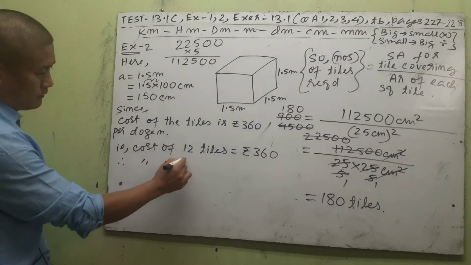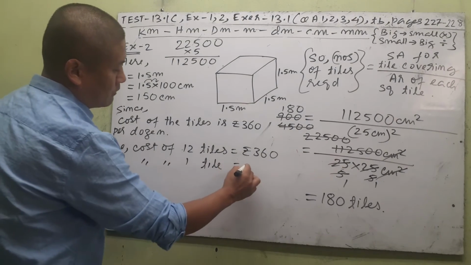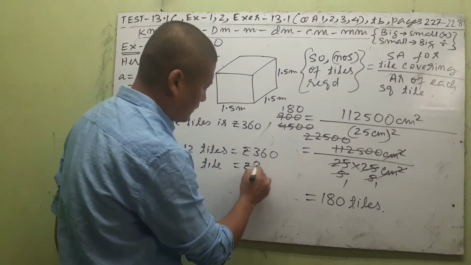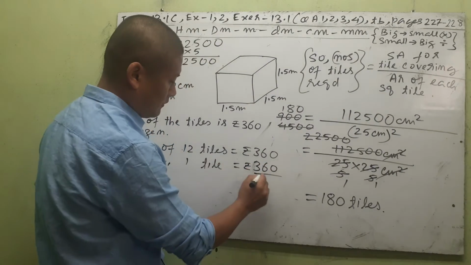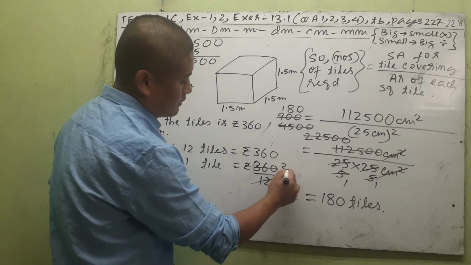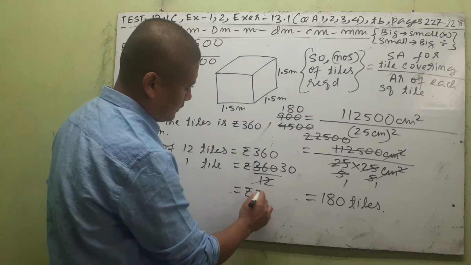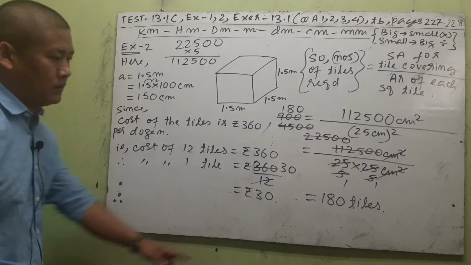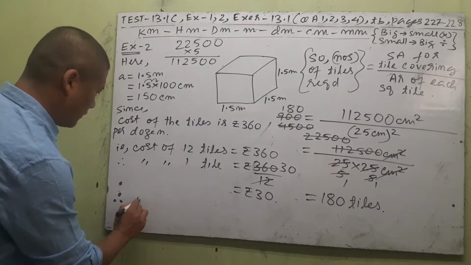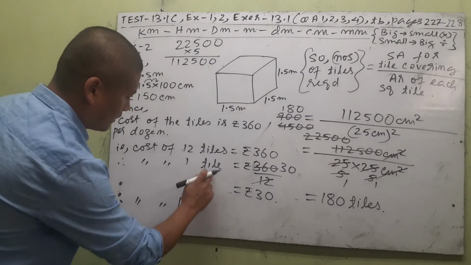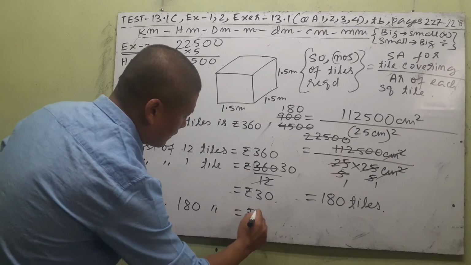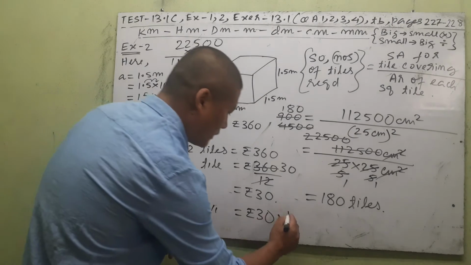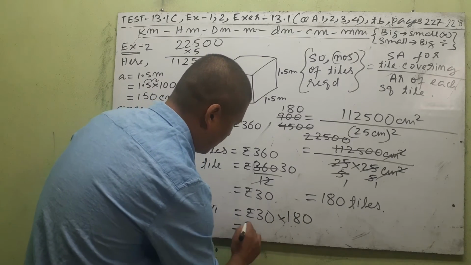Therefore, the cost of one tile, let us first find out, will be rupees 360 divided by 12. 12 3s are 36 and 0, so rupees 30 is the cost of one tile. But we have to find the cost of total 180, so the cost of 180 tiles will be the cost of one tile, rupees 30, multiplied by the required number of tiles, 180. So that is the total price we have to pay.